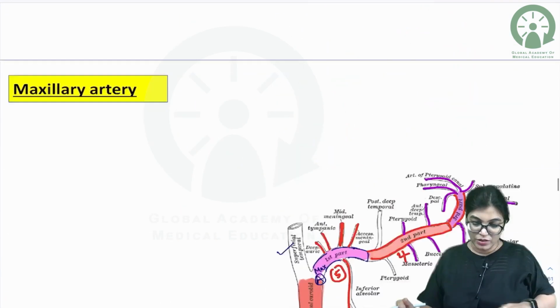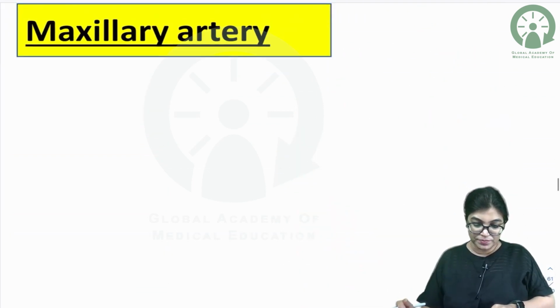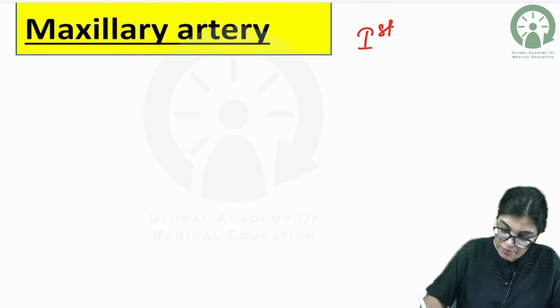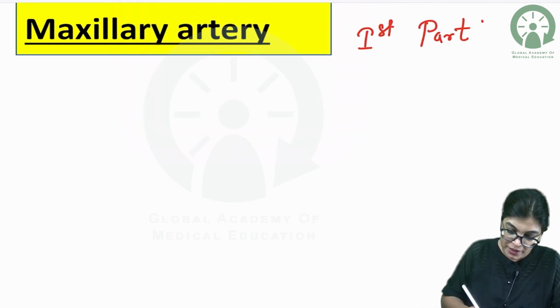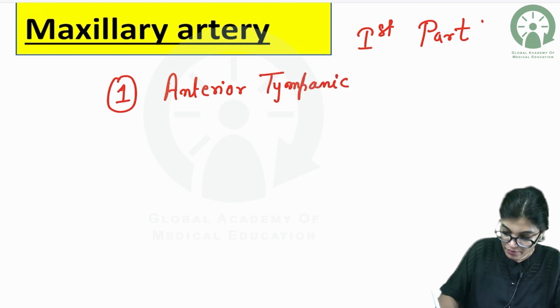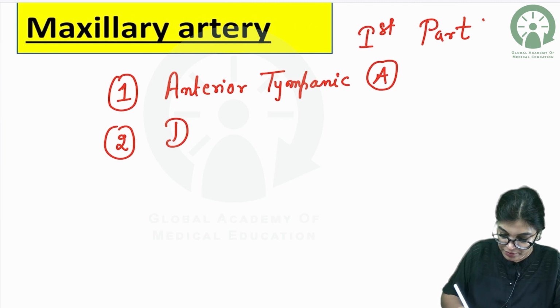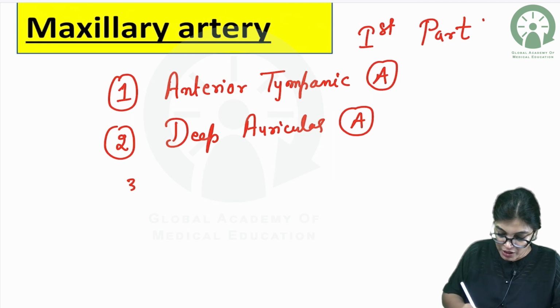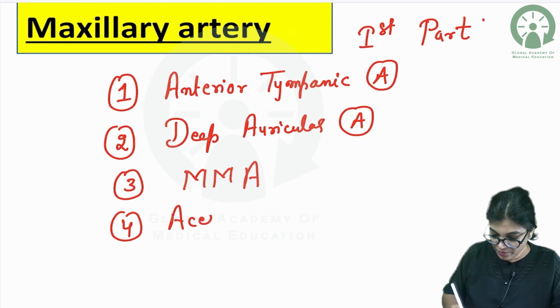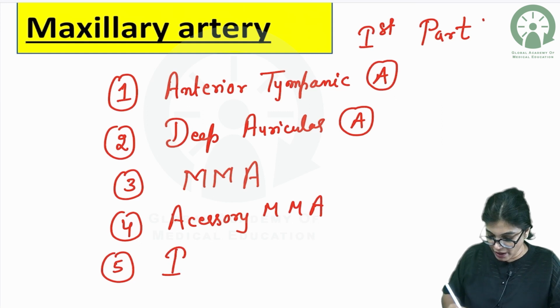So let's write down the branches of the maxillary artery. All of you please write. Firstly, I would like to write the branches of the first part of the maxillary artery. First part, how many branches? 5. Anterior tympanic artery, deep auricular artery, middle meningeal artery, accessory middle meningeal artery, and inferior alveolar artery.